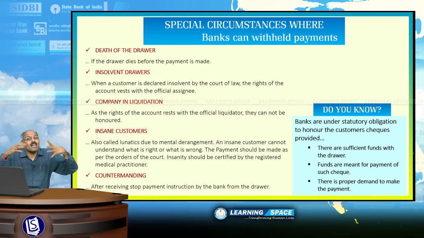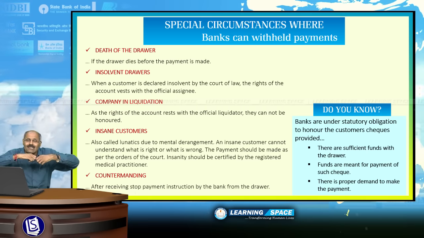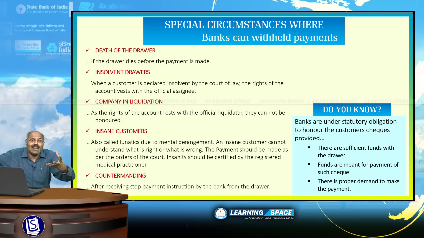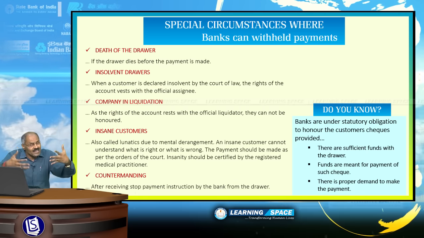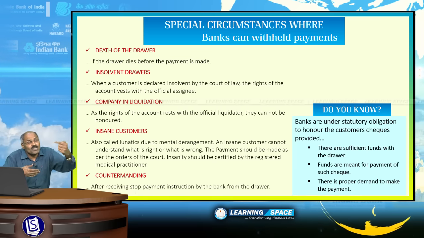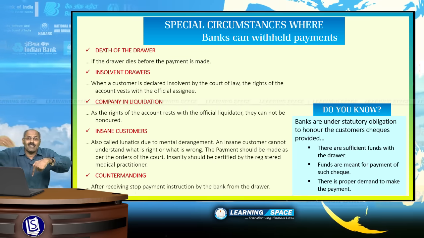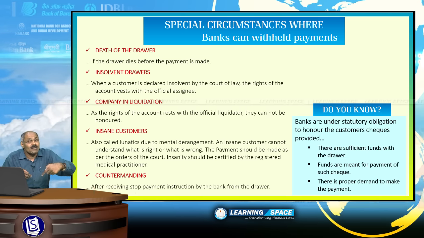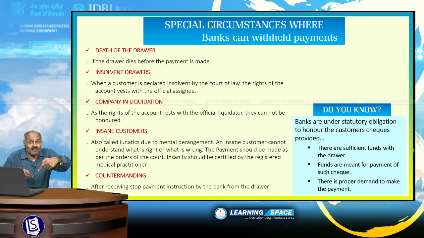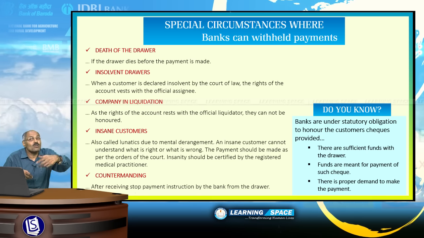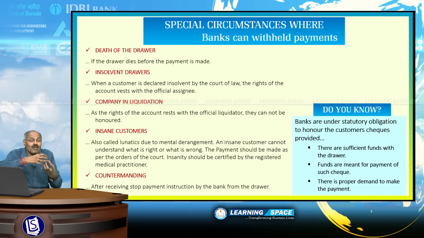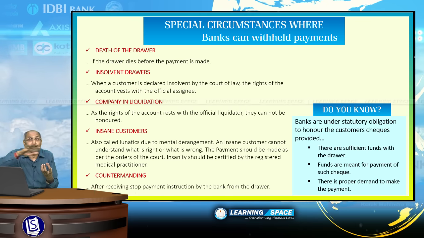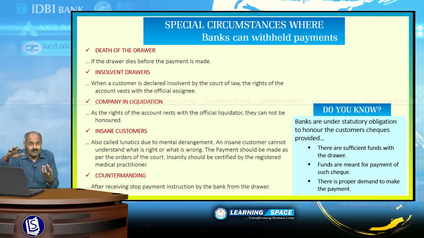Insolvent means he has taken loans from several people and he is not able to pay back. Under those circumstances, the court can declare him insolvent, and then an official assignee will be nominated by the court and the bank account cannot be operated. That means when a person is declared insolvent, that account cannot be operated, and when the account holder gives a check under those circumstances, it cannot be honored by the bank.